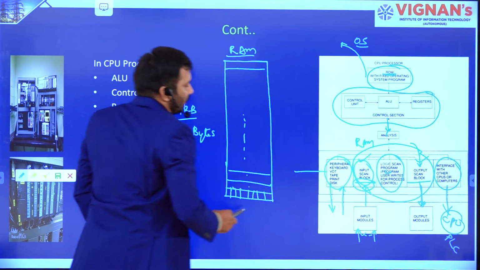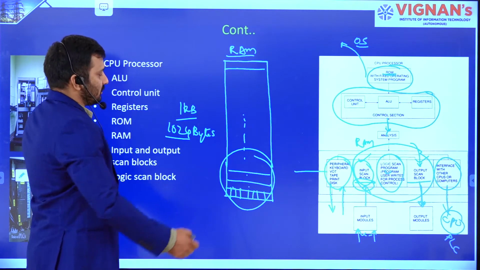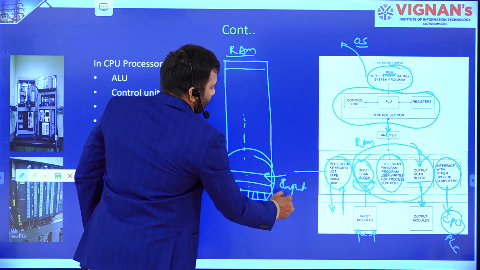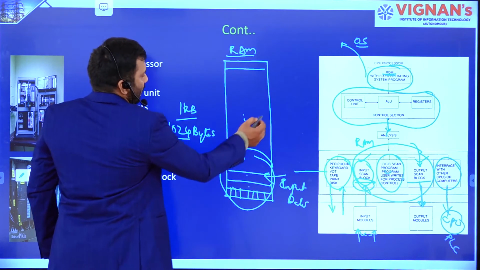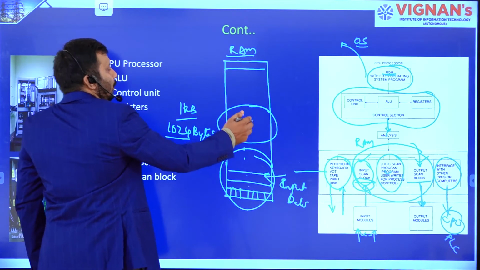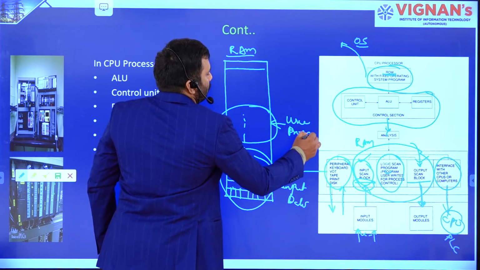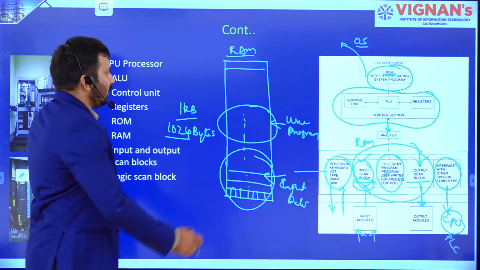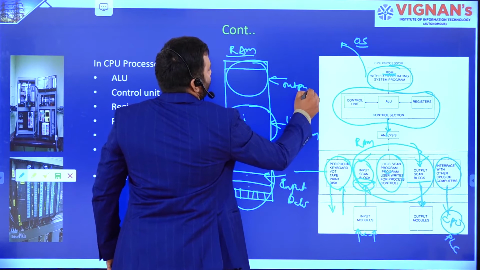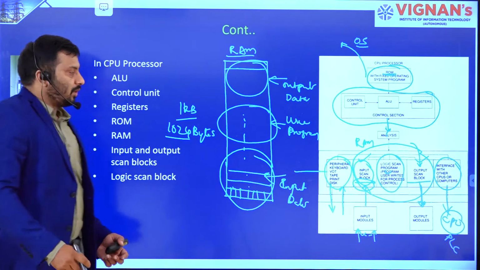So for example, say this RAM is 1 KB. In a few memory locations, that means some amount of memory, is allotted for the input data. Some amount of memory is used for the user program, that means a few registers are allotted for whatever program you are writing. And some amount of memory is used for the storage of output data.